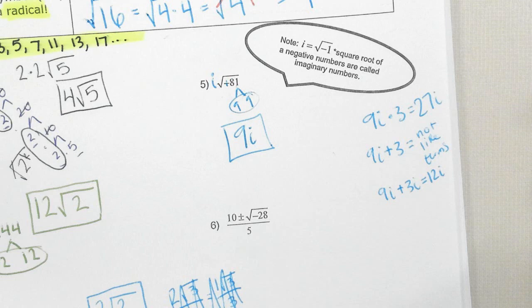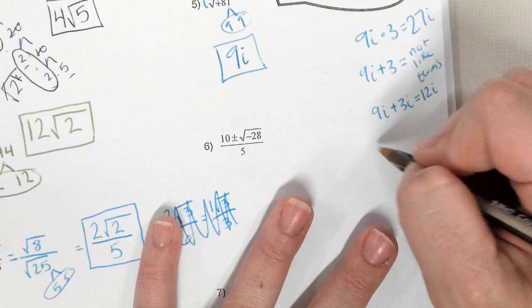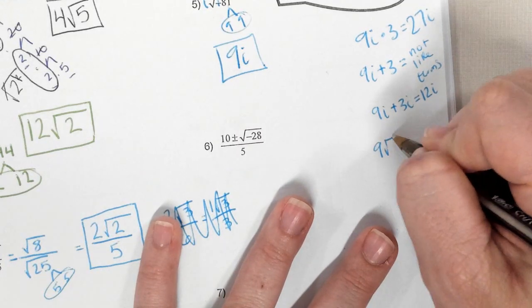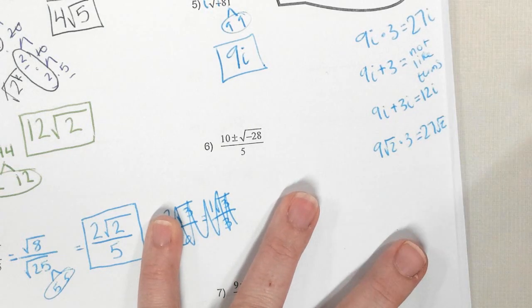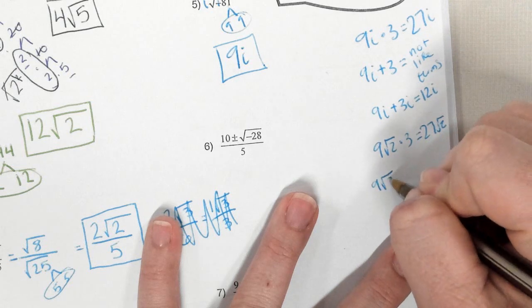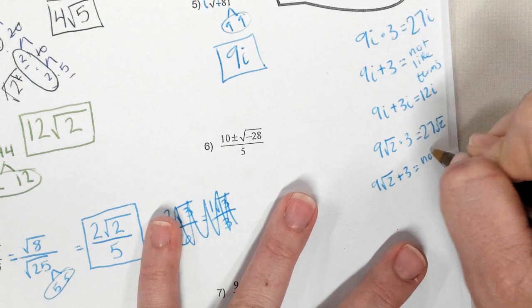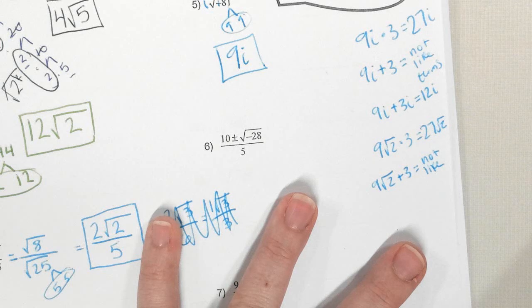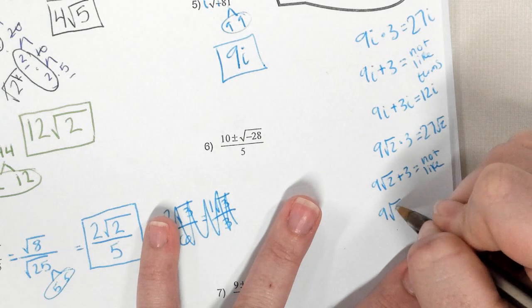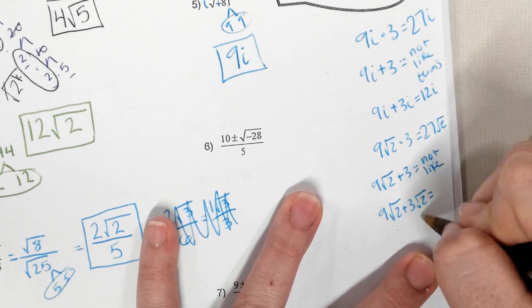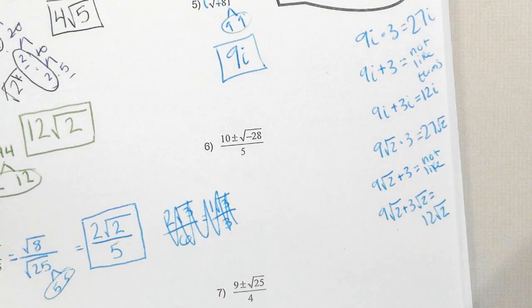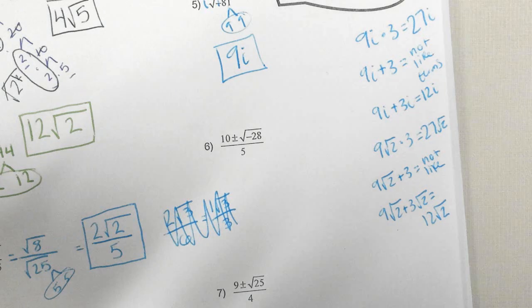It's the same concept with radicals. So you can have 9 radical 2 times 3. You can multiply that. You'll get 27 radical 2. However, you cannot do 9 radical 2 plus 3 because they are not like terms. But you can do 9 radical 2 plus 3 radical 2 because now they both have a radical 2. So you get 12 radical 2. So your radicals and your i's follow all the same rules as a variable. Does that make sense? Okay.